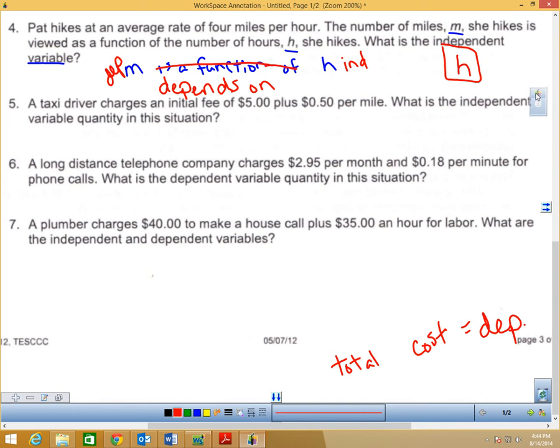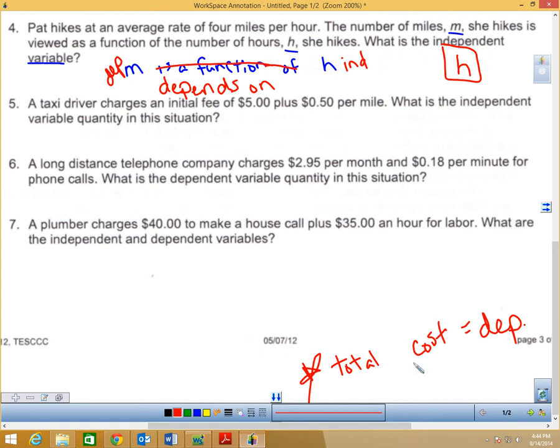Okay? So, you know what? I'm feeling extra generous today. Let's look at number 5. That'll be the last one we do together. Okay? Number 5. It says a taxi driver charges an initial fee of $5 plus 50 cents per mile. What is the independent quantity in this situation? Okay? When you do problems like this, and they're usually going to say per something, okay? You have an initial fee, and then you have more money per something. Okay? Every single time, this is what you need to remember. Your total cost is your dependent. Okay? Your independent is whatever is going to be after the per.